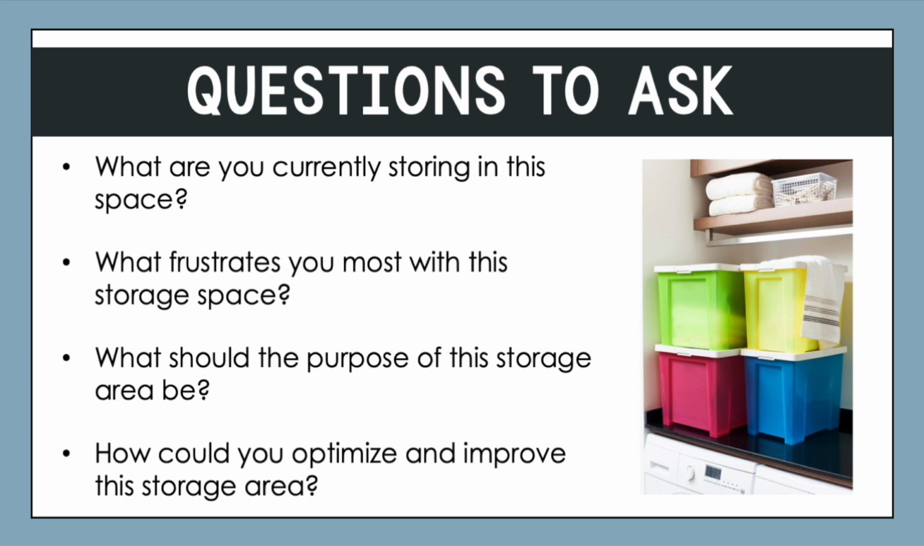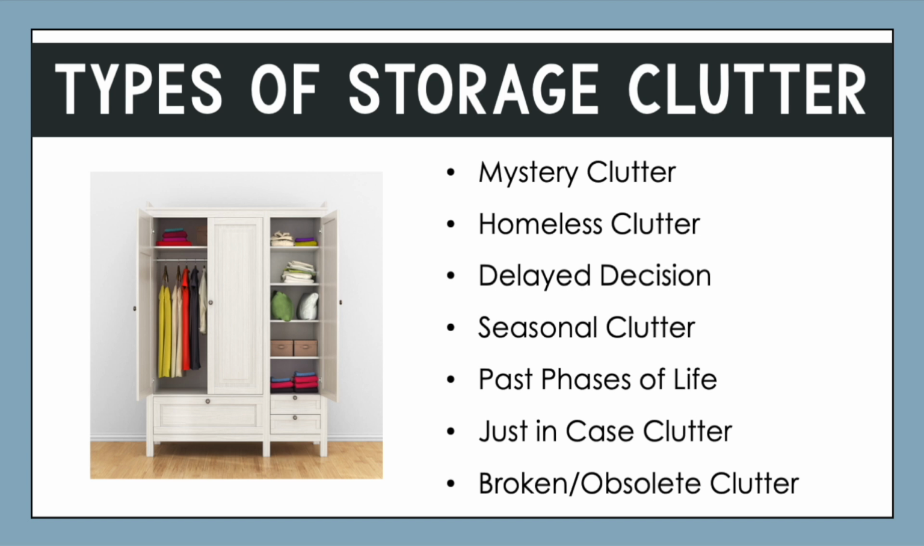You can also reflect about what the purpose of this storage area should be. What do you want this space to be used for primarily? And how can you optimize and improve this storage area? What is your goal for this space? This is where we think of the specific action steps we can take. And when we do that, I would recommend writing these down or keeping track of them just so you have a very clear itemized to-do list of this space only. Again, we are just doing this for one space at a time when you're going through these questions and then taking action right away. Now, when you take action, you're going to discover some different types of storage clutter.